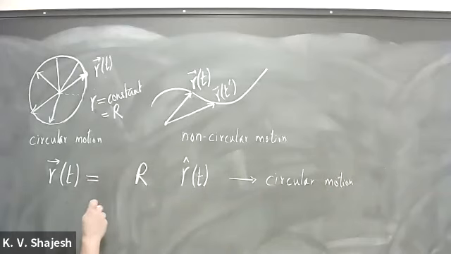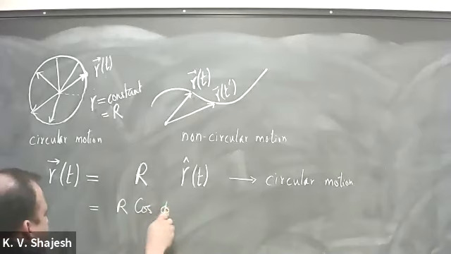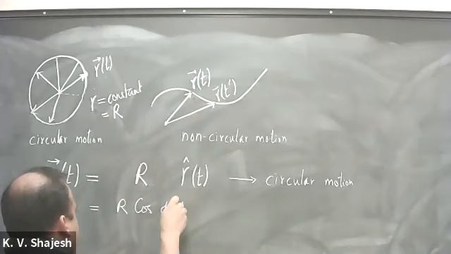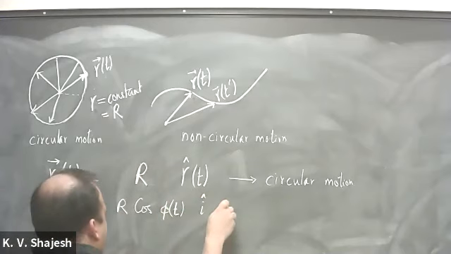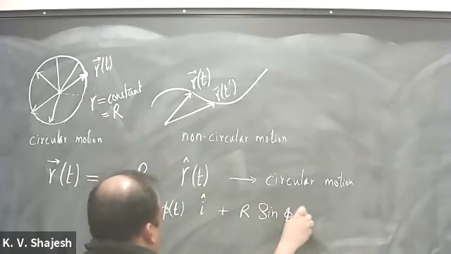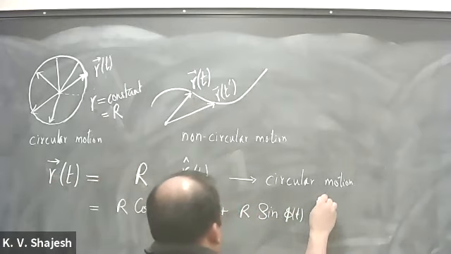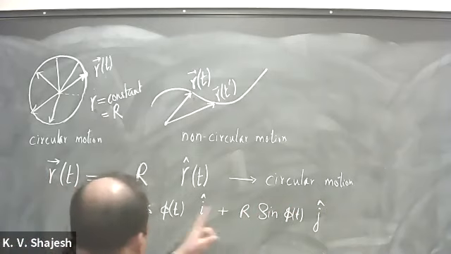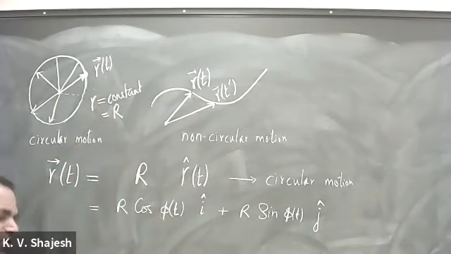Or if we're going to make it more specific, its position is r cosine phi, but now its angle can change in time. So there is a time dependence in here, right? That's phi hat plus r sine phi of t times j hat. In general, this vector r could depend on time, but in circular motion, this remains fixed. It's only the direction that is changing with time. Okay, that's good. So now we know about position.